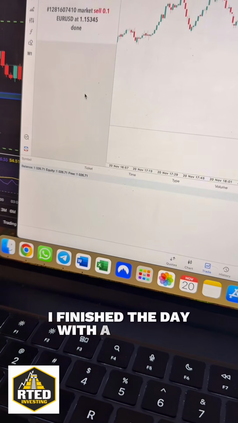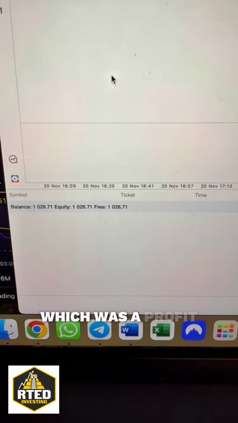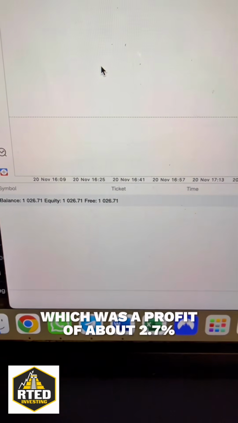I finished the day with a balance of 1026 euros and 71 cents, which was a profit of about 2.7% for the day.